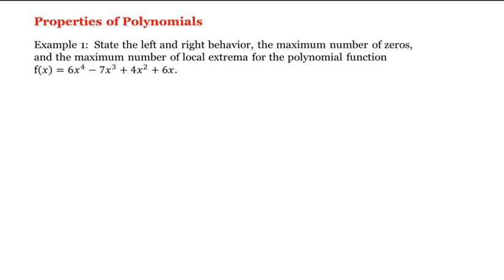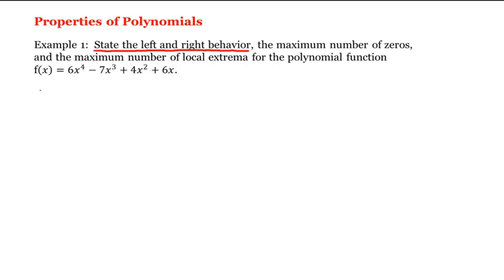Let's look at properties of polynomials. For example, let's state the left and right behavior, find the maximum number of zeros and the maximum number of local extrema for this polynomial here. f of x is equal to 6x to the fourth minus 7x cubed plus 4x squared plus 6x. Let's begin by looking at the left and right behavior, or the end behavior of this polynomial.